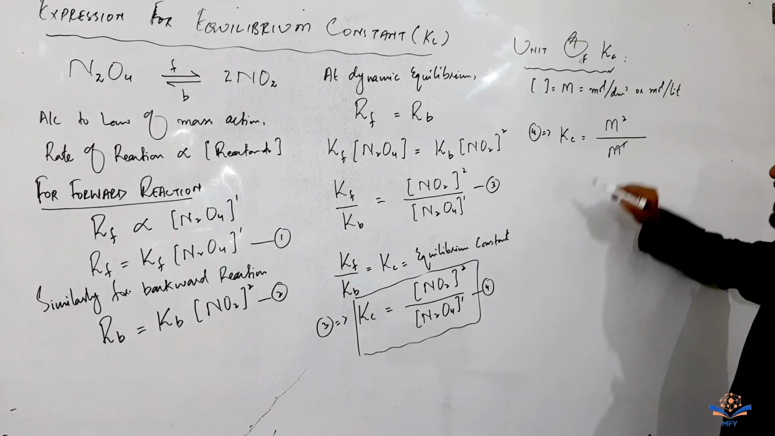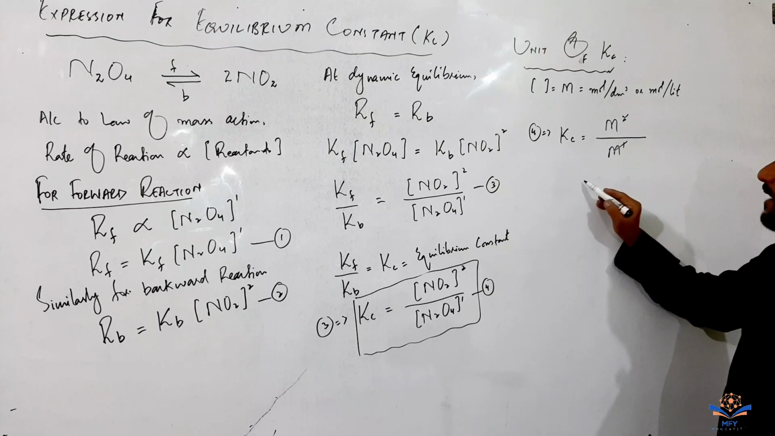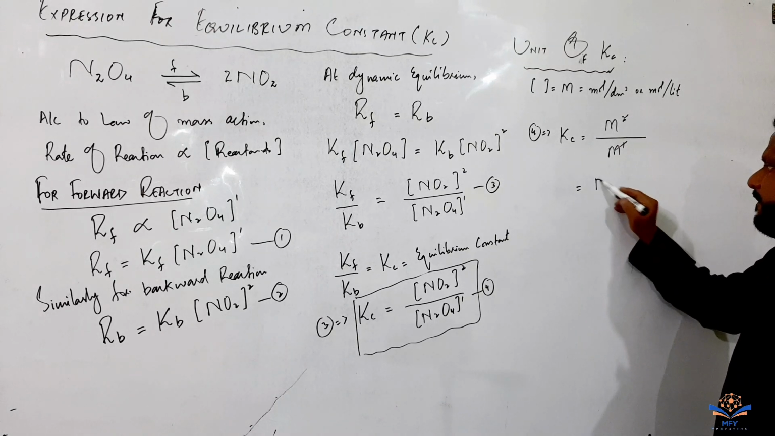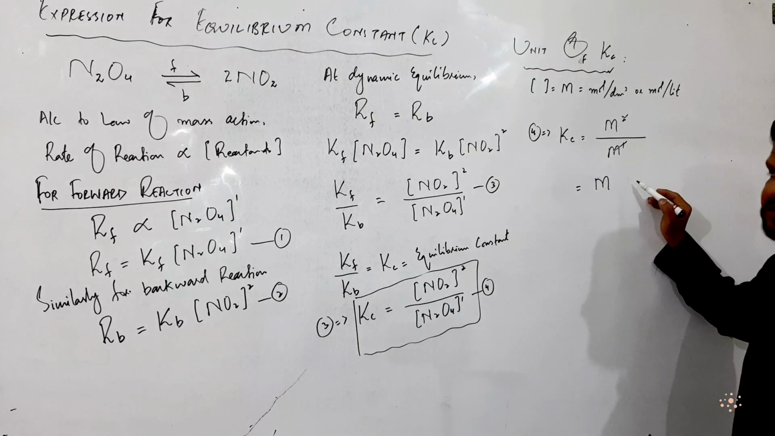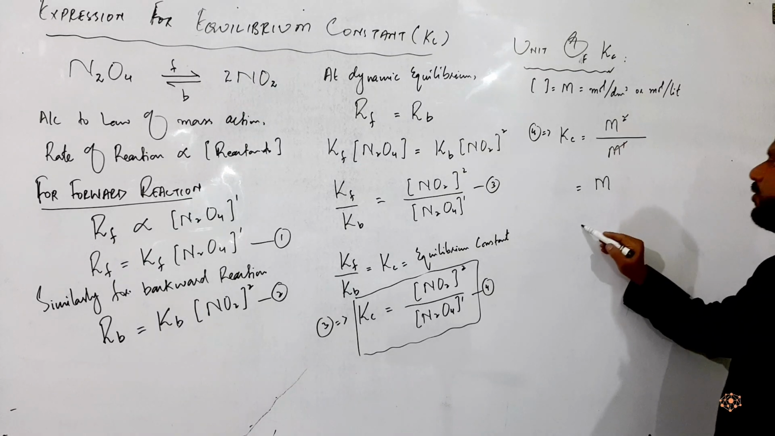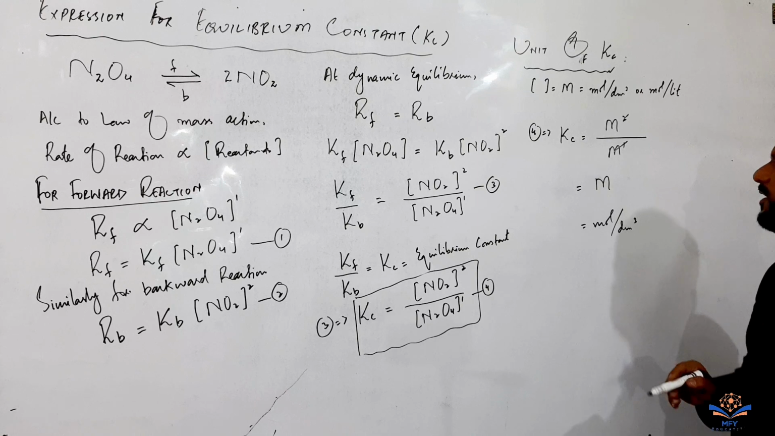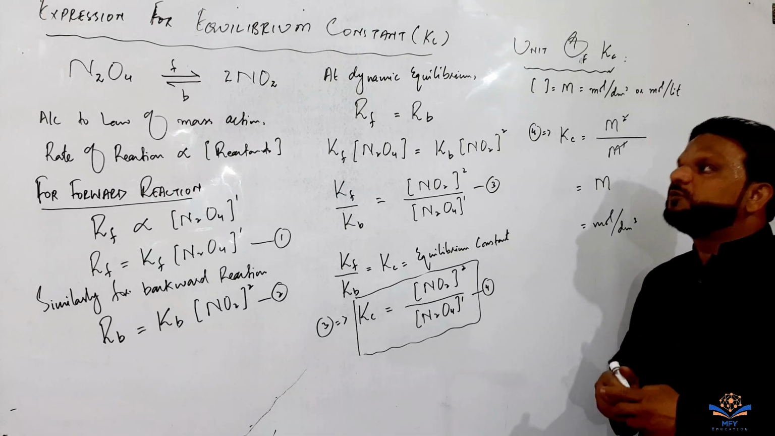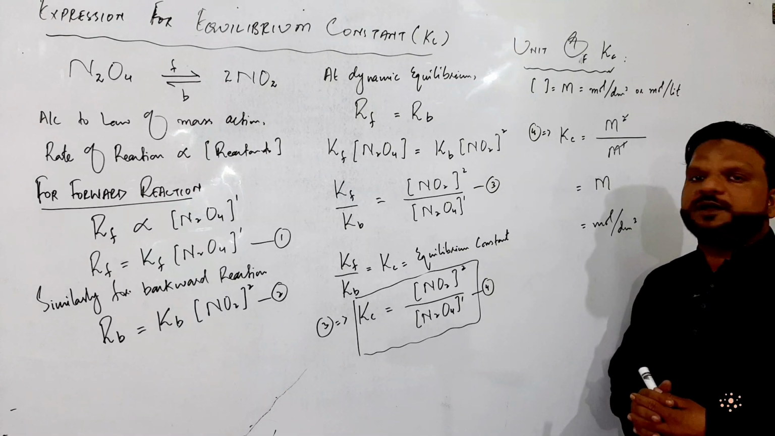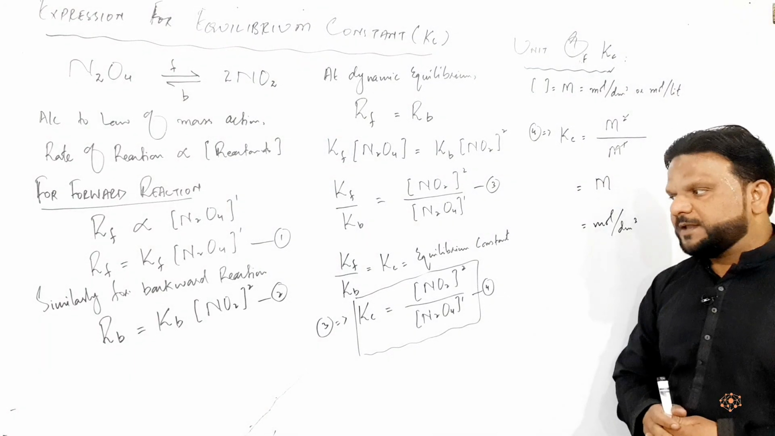Here M cancels out from M. Now the equation becomes M, means moles per dm cube. Moles per dm cube is the unit of Kc for decomposition of dinitrogen tetraoxide.